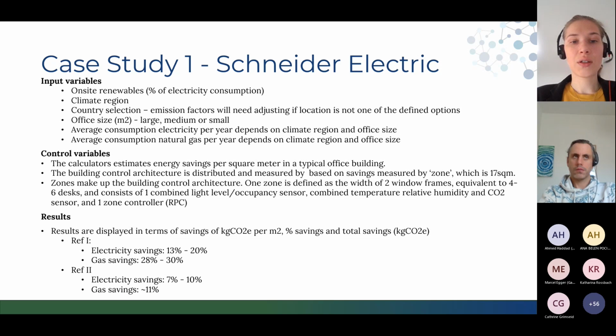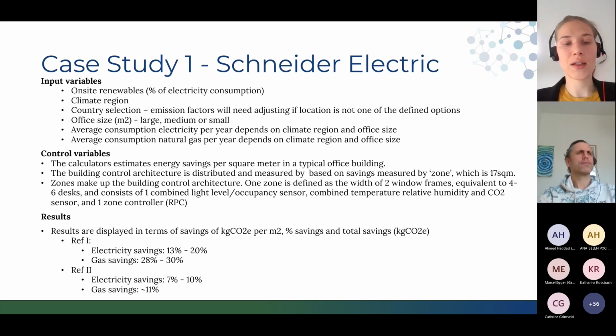In terms of the control variables, it's important to note that the calculator estimates the energy savings per square meter in a typical office building. And that typical office building is defined and includes a number of variables that are fixed and do not change. One of those aspects is that the building control architecture is distributed and savings are measured by zone, and each zone is defined as being 17 square meters, which includes 6 desks and consists of 1 combined light level occupancy sensor, a combined temperature, relative humidity, and CO2 sensor, as well as 1 zone controller. That is something that is defined within the case study calculator itself.